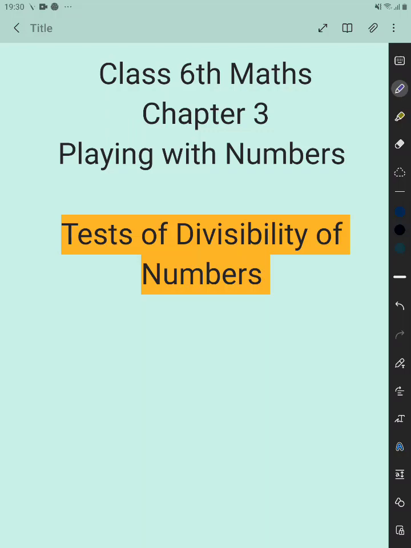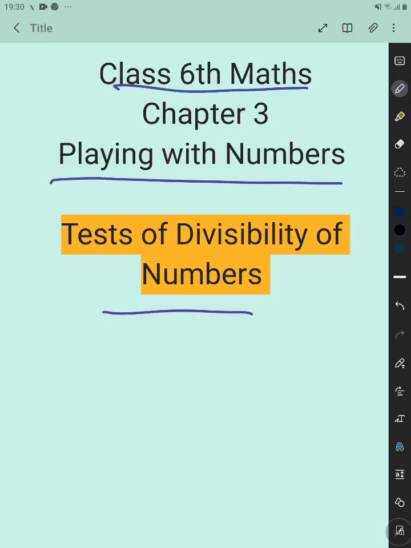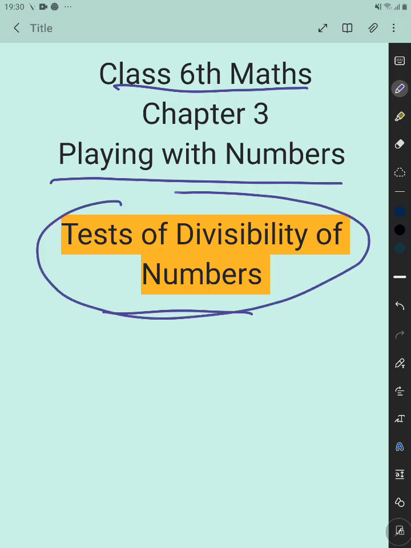Welcome again. So today we are going to touch upon the test of divisibility of numbers, chapter 3 of the class 6 math NCERT book. The chapter's name is Playing with Numbers and the topic name is Test of Divisibility of Numbers. In this chapter we will try to find out how the numbers that are being divided behave, so that in future if you want to divide some number and find the factors, you can find them quickly.